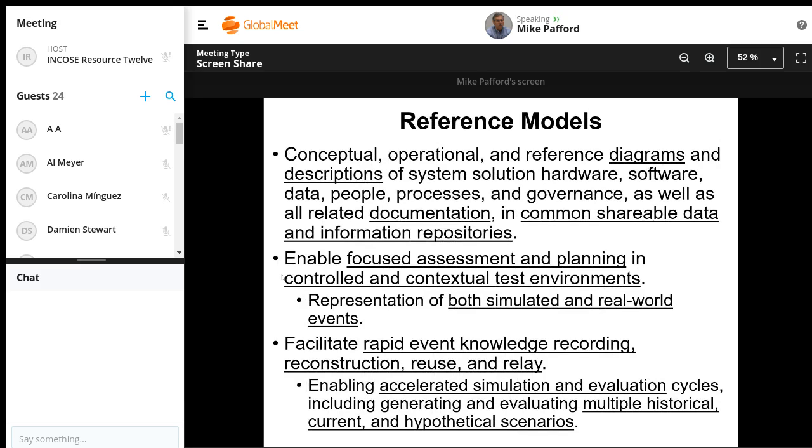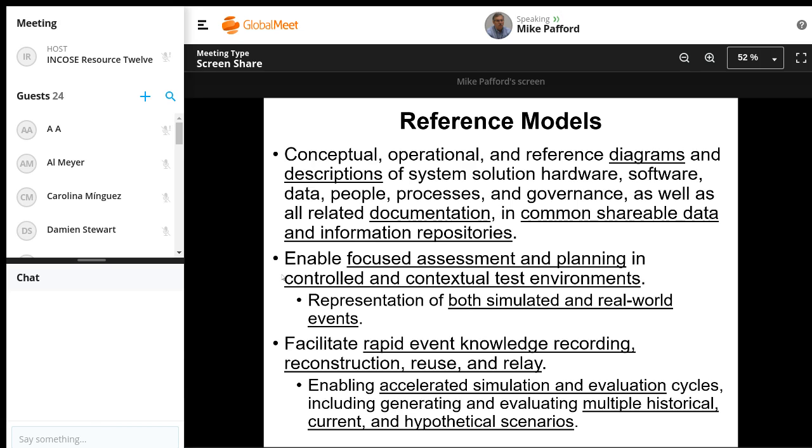When we talk about resilient hospital reference model MBSE projects, we say reference models are conceptual, operational, and reference diagrams and descriptions of system solution hardware, software, data, people, processes, and governance, like we all know, as well as all related documentation in common shareable data and information repositories.